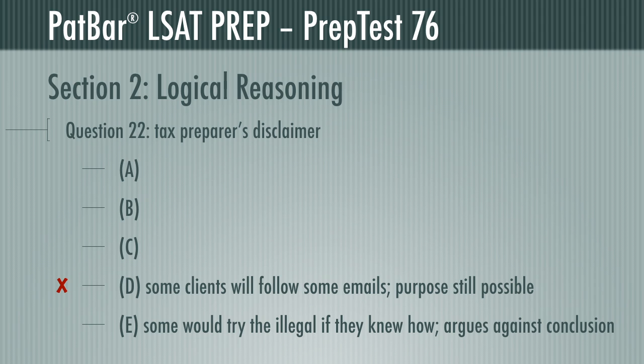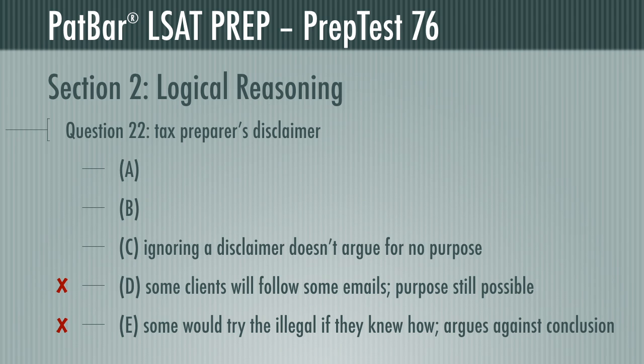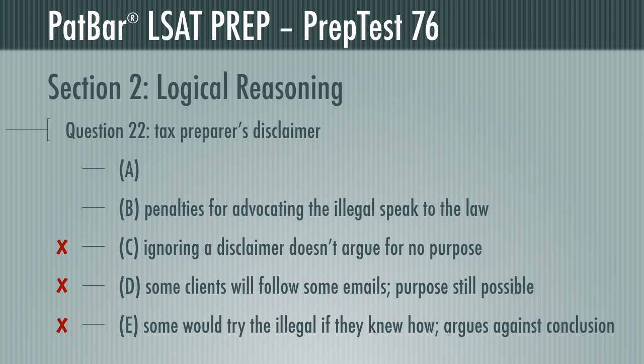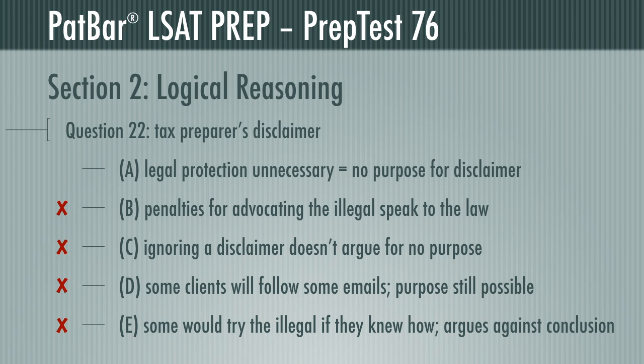E is incorrect. So what if people ignored the disclaimer? Again, this still leaves a possible purpose intact. If, despite the disclaimer, the company then turns around and advocates the illegal anyway, then penalties are quite possible. This speaks to the law, not to the disclaimer. So, if the purpose of the disclaimer is, as in the passage, for the company's legal protection, and the company does nothing in the email that might beg for legal protection, that would be the assumption that allows the conclusion. A is correct.